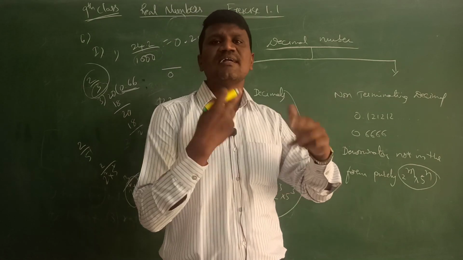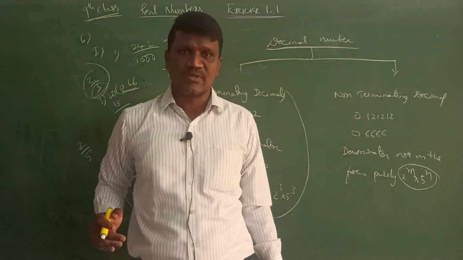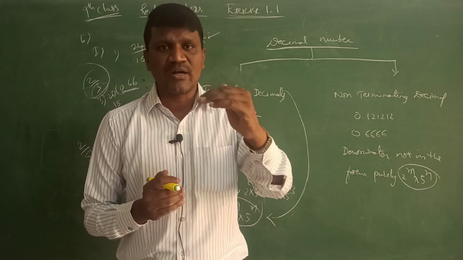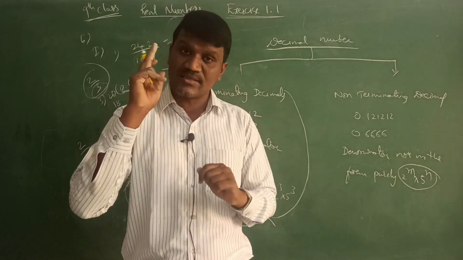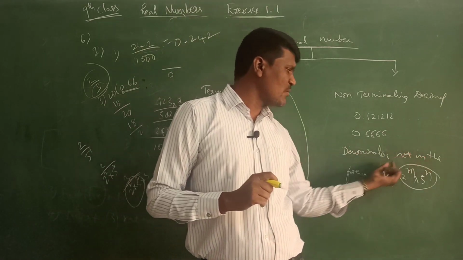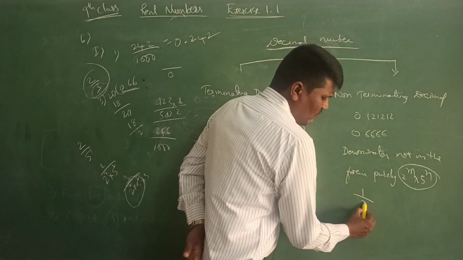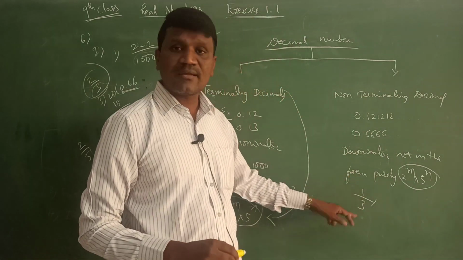Non-terminating means the decimals which are not terminated are called non-terminating decimals. It depends on the denominator, not on the numerator. It depends purely on the denominator. If the denominator is not purely in the form of 2 power m into 5 power n, for example, 1/3 is non-terminating.